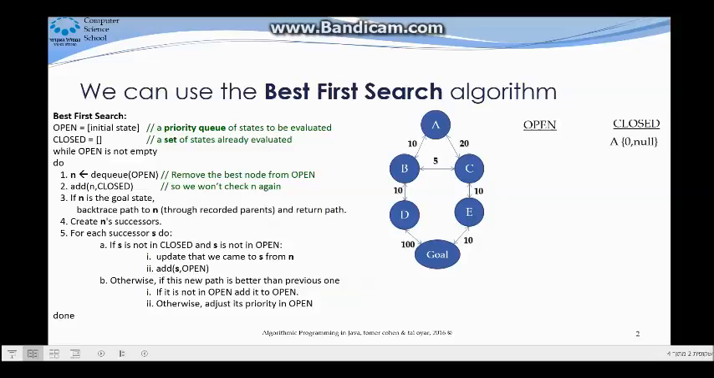If n isn't our goal state, we'll check all of its successors. For each successor s, if it is not in open nor close, we'll update that we came to s from n and add it to open. Otherwise, if the new path to s is better, meaning shorter than the previous one, if it's not in open, we'll add it to open. Otherwise, we'll update its priority in open.